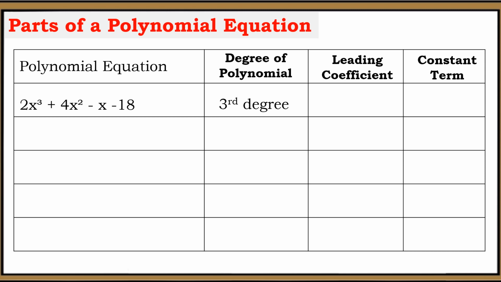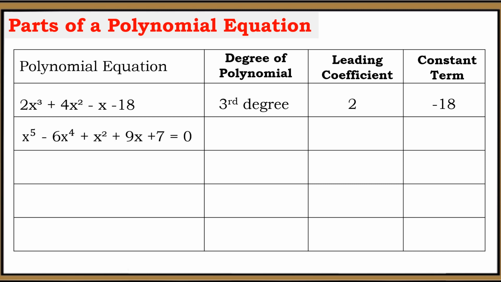Now, when we say leading coefficient, it is the numerical coefficient of the term that has the highest degree. So, yung numerical coefficient nung term na may pinakamataas na exponent, yun ang kanyang leading coefficient. So, in this case, the leading coefficient is 2. When we say constant term, it is a term in 0 degree or wala siyang katabing variable. So, dito, ang constant term natin ay negative 18. Pag ang nilagay mo lang ay 18, mali. Kailangan kasama yung sign ng constant term. So, negative 18.